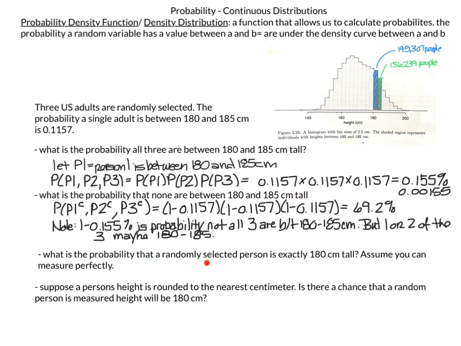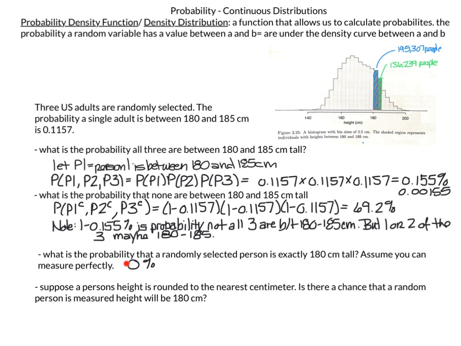What is the probability that a randomly selected person is exactly 180 centimeters tall? Assume you can measure perfectly. So that answer is 0. And it's sort of a theoretical answer because remember, we're calculating probability as the area between point A and B. If A is equal to B, then this is infinitesimal. The width of the thing is infinitesimally small, meaning there's not going to be any area, because the width of the bin approaches 0, which means when you multiply for the area of the rectangle, you're going to multiply by 0, so you get a 0.